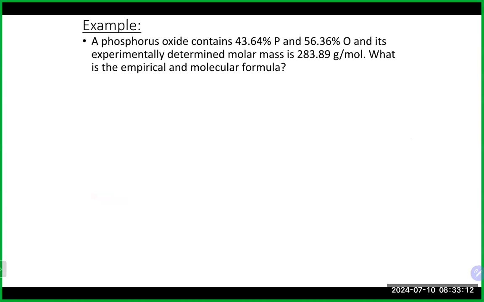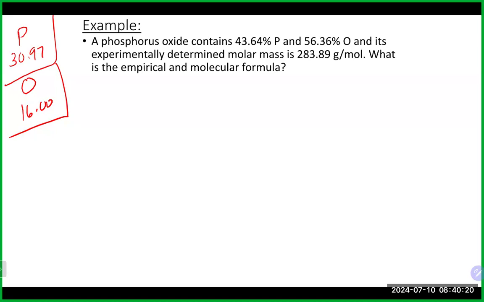All right, so why don't you give this one a go? A phosphorus oxide contains 43.64% phosphorus and 56.36% oxygen. It's experimentally determined the molar mass is 283.89. What is the empirical and molecular formula? Phosphorus is 30.97. Oxygen is 16.